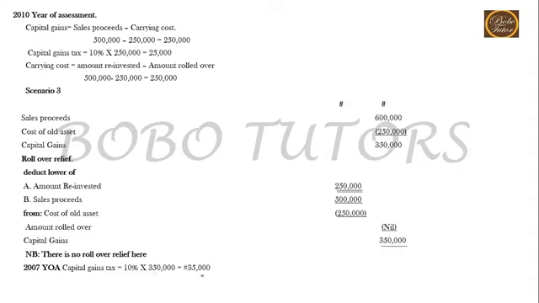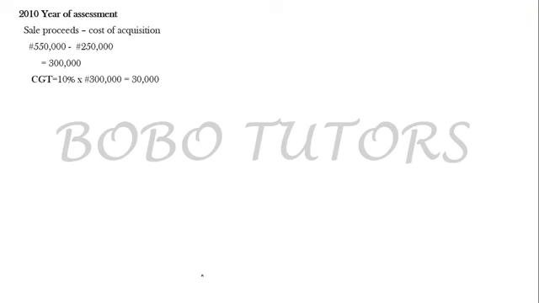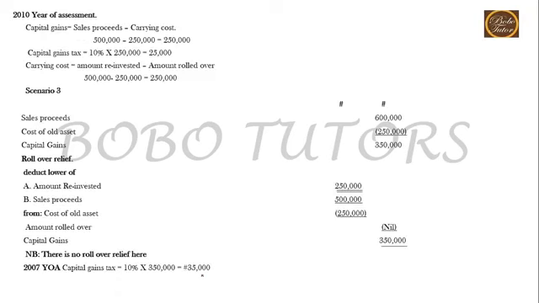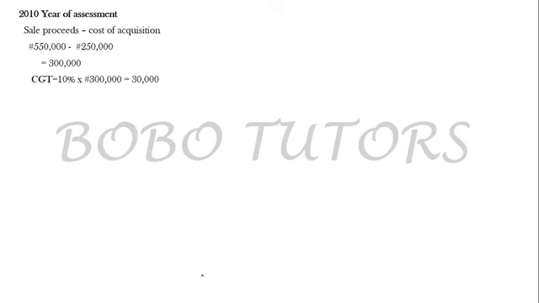And the formula for determining the capital gains will be the sales proceeds minus cost of acquisition. That will be 550,000 minus 50,000. That will give us 300,000. Then you charge your capital gains tax. Definitely another 30,000 will be charged in 2010. In addition, you can also use that carrying cost rule. If you use the carrying cost rule, you also get the same 30,000 here.